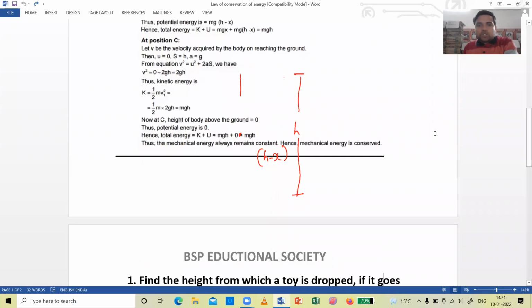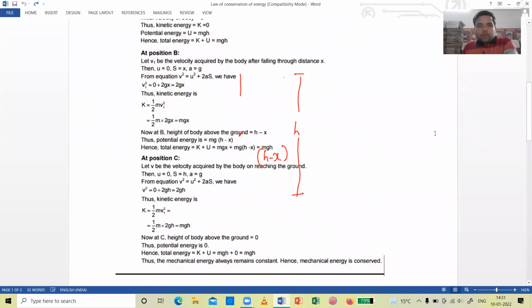At position B, the potential energy is going to be mg into the height, which is h minus x. Hence, the total energy is equal to the sum of kinetic energy plus potential energy, mgx plus mg times h minus x, and it is again mgh. So we get that the energy at position A is mgh, and at position B it is also mgh.